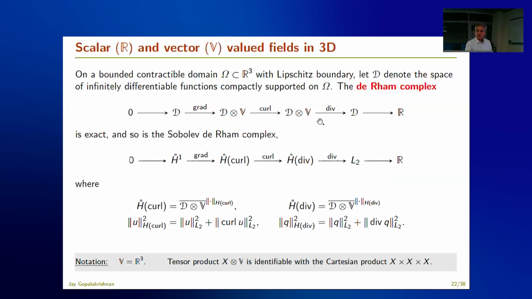From here, before doing finite elements, one usually goes into the Sobolev de Rham complex, which is obtained by closing each of these smooth fields in an appropriate norm. If you close this in the H1 norm, you get H01. You close this in the H curl norm, you get this, and so on. And this is the Sobolev de Rham complex. And these are the appropriate norms that we know.